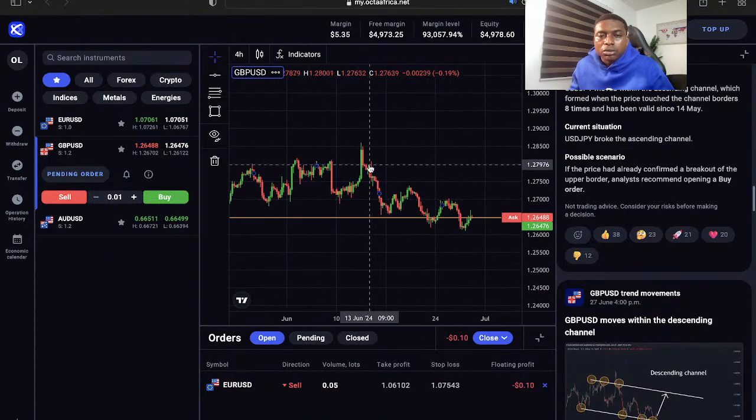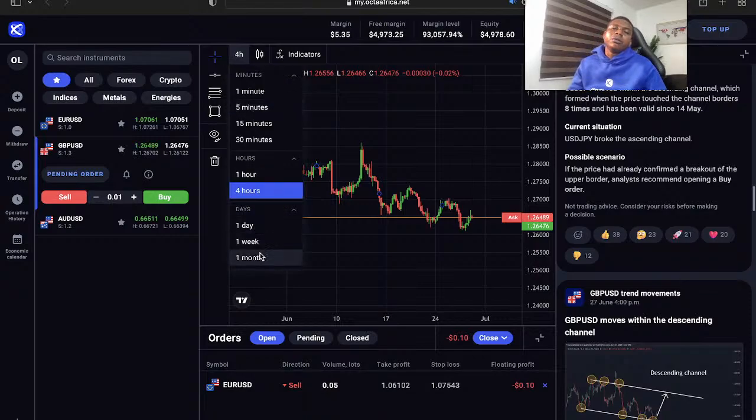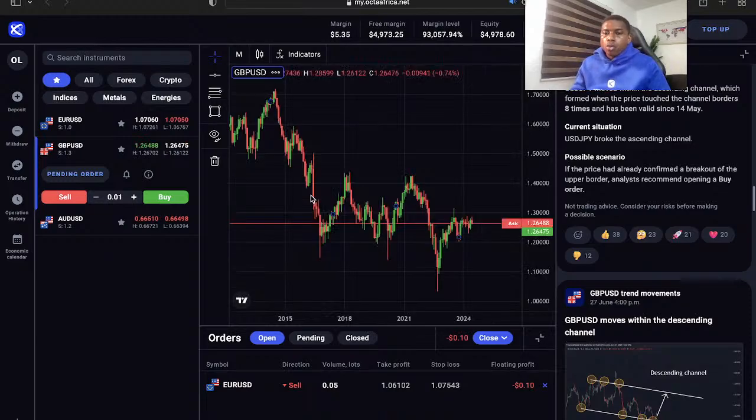So let's come back to GBP USD now. So we start with the monthly time frame. Someone is asking, Ghost Time John is saying, can you increase your lot size when your trade is running? No. So you cannot increase your lot size when your trade is running. You can only open additional orders.